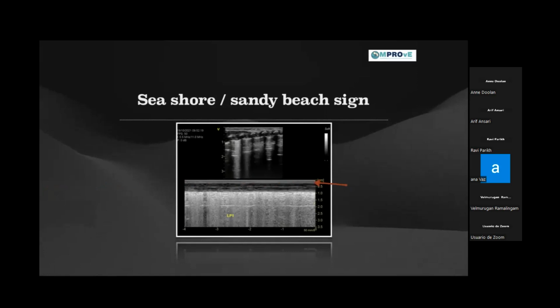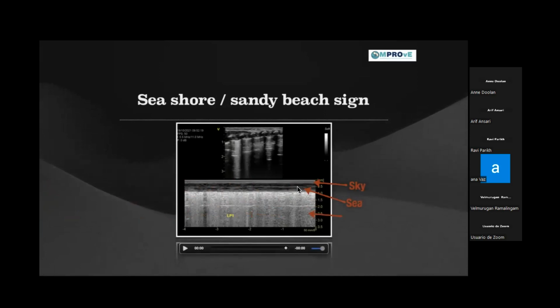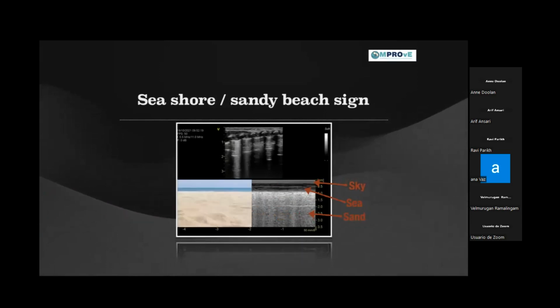So that is why it's called the seashore or sandy beach sign. That particular area is your sky. Again, the radiologists have quite a stretch of imagination. So that's your sea there, that's your sky, that's your horizon, and the granular area is your sandy beach. It looks something like this. So that's what the seashore or sandy beach sign looks like.